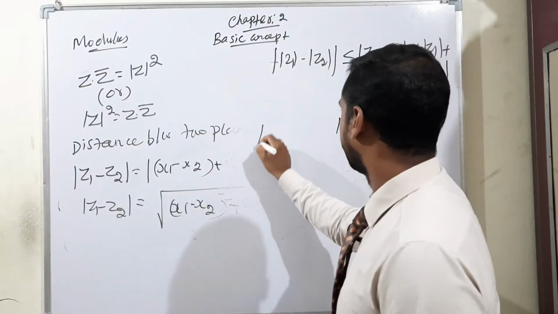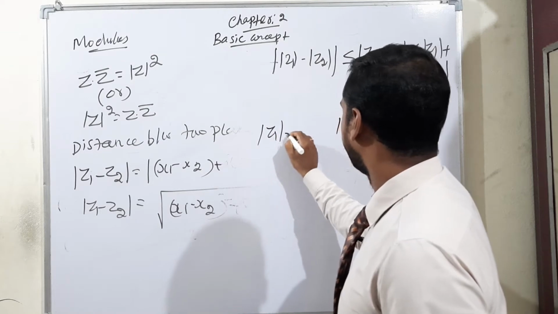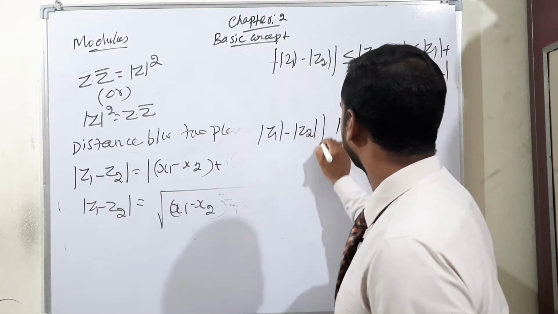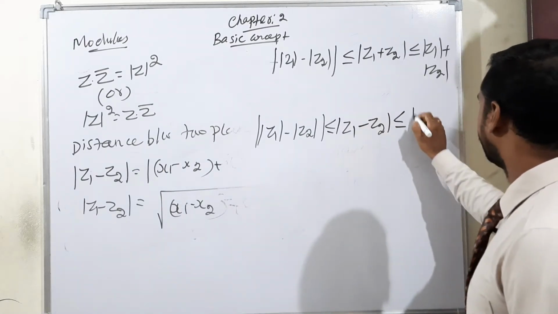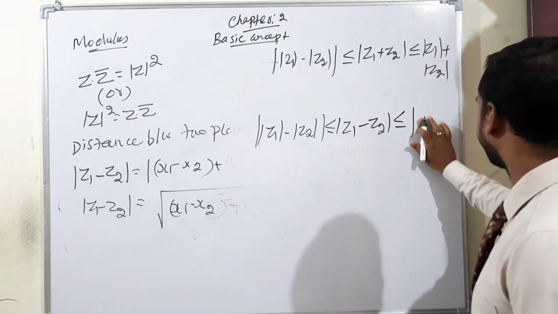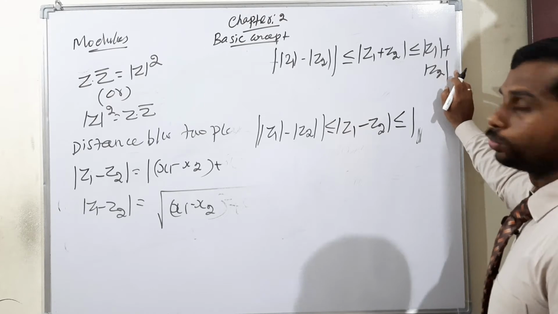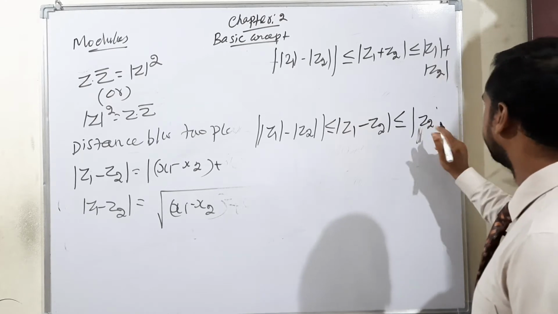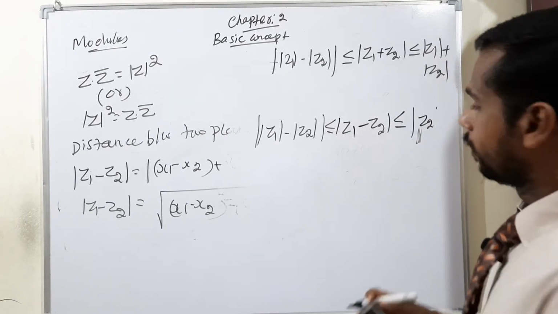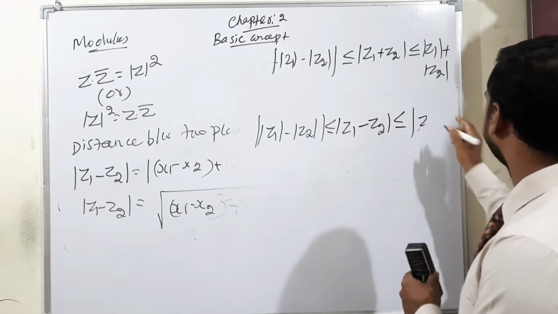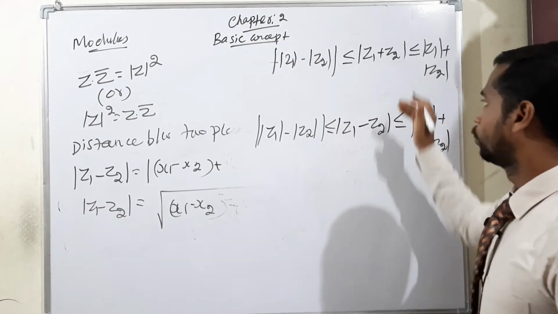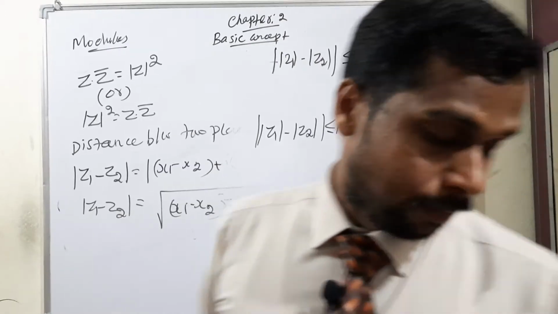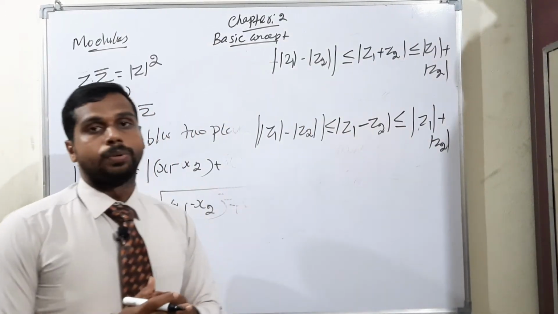Here also, modulus of z1 minus z2 is less than or equal to the modulus of z1 plus modulus of z2. This is also called the separate addition of two moduli, modulus of z1 plus modulus of z2. These two are important conditions, and some problems depend upon them.